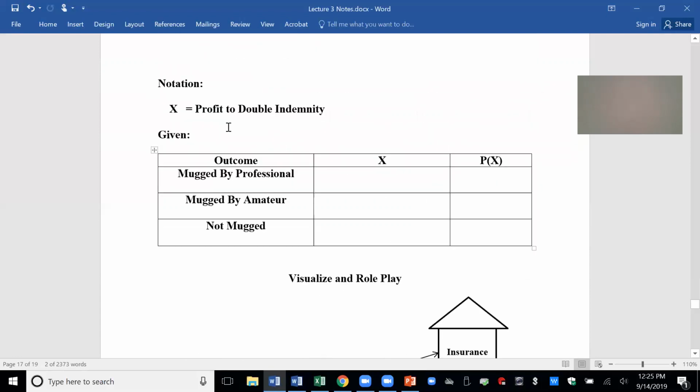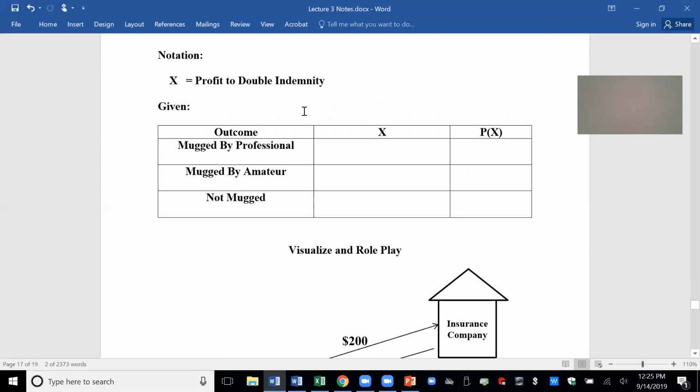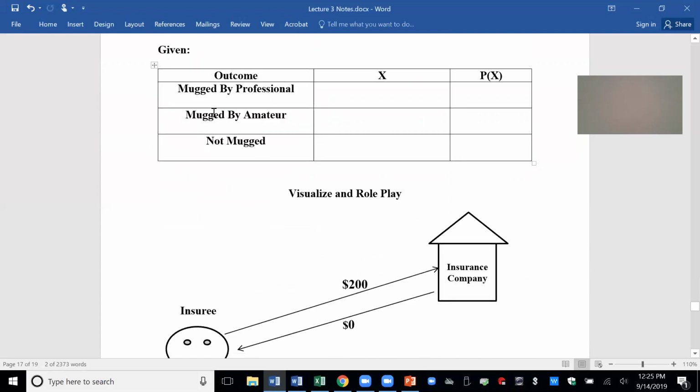So X is the profit to Double Indemnity, and what things could happen. I could get mugged by a professional, mugged by an amateur, or not mugged. And now we've got to figure out what's the profit X to the insurance company and what's the probability. Well, let's start with the chance. What's the probability we get mugged? It's 0.90.